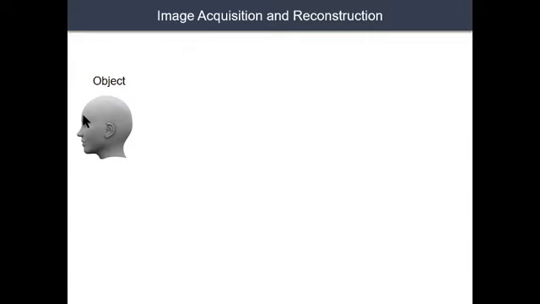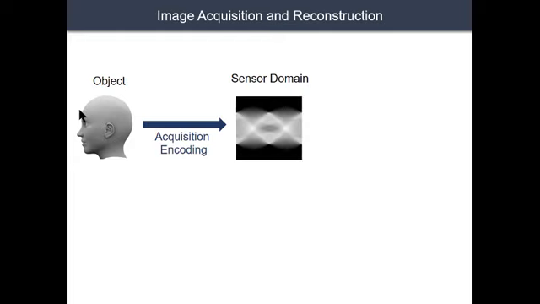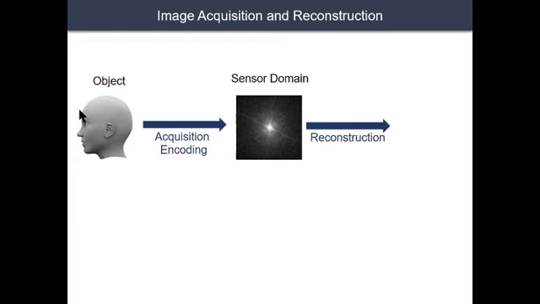So let's begin by thinking about image reconstruction in its most fundamental form, where an object gets encoded into a representation in a sensor domain. For PET and CT, that might be radon sinogram. For ultrasound, element time space, and for MRI, our familiar K-space, which is then reconstructed into an image.